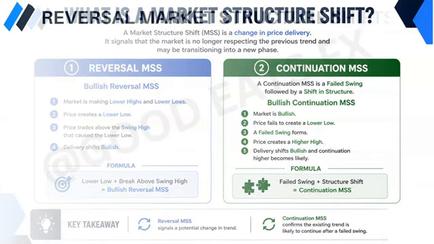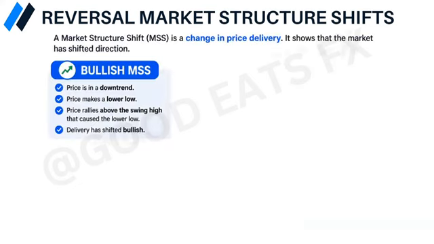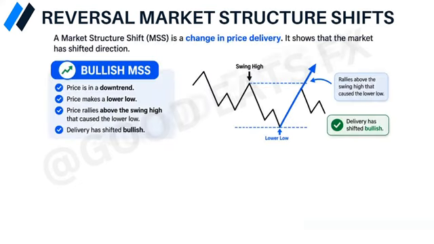Okay, let's talk about reversal market structure shifts. We're going to go through a bullish example and a bearish one. So price is going to be in a downtrend. We're going to see it make that lower low. Okay. So from this swing high, we're going to see it make the lower low, lower high, lower low, and then immediately trade above that last swing point. That rally above the swing high that caused the lower low, that is what confirms that delivery has shifted bullish.